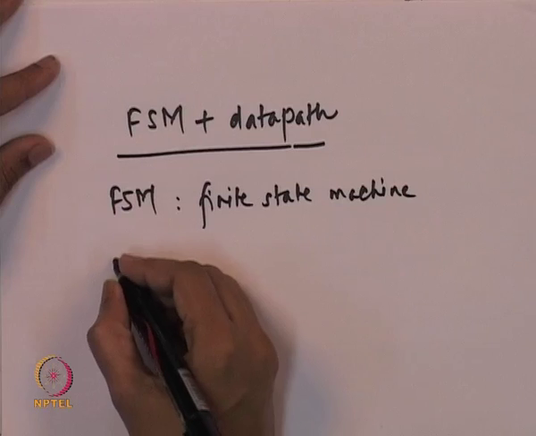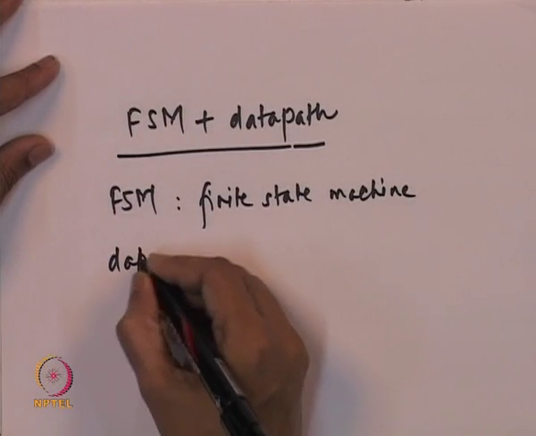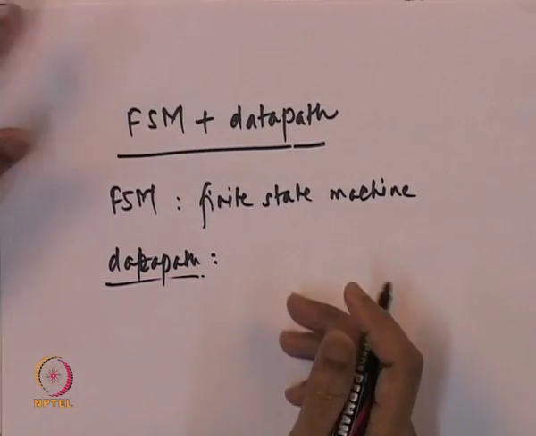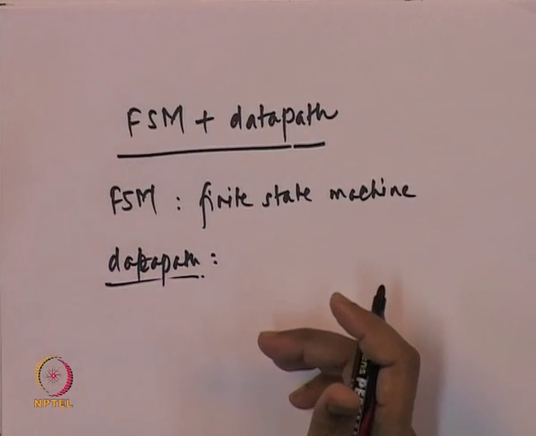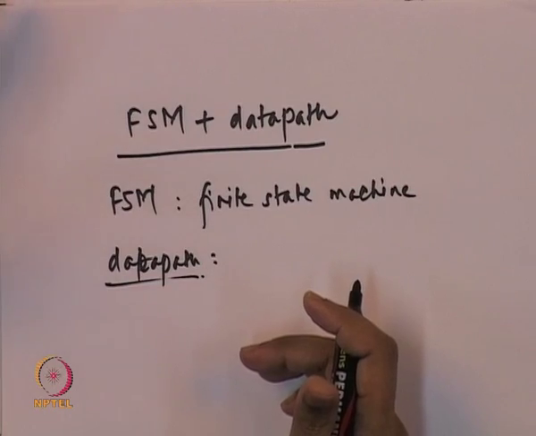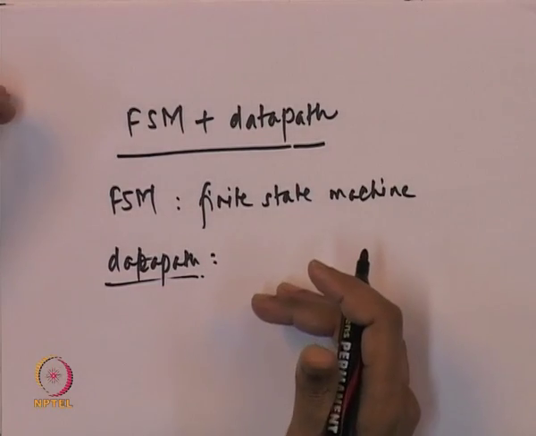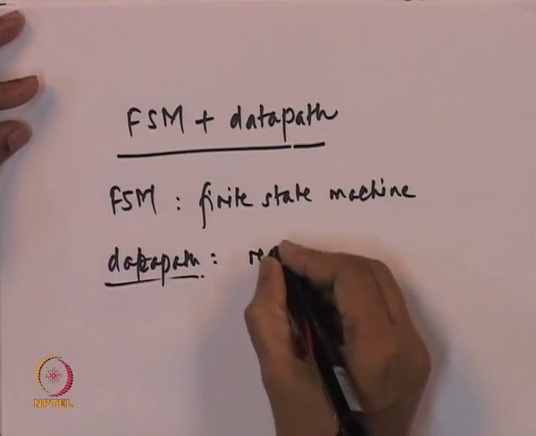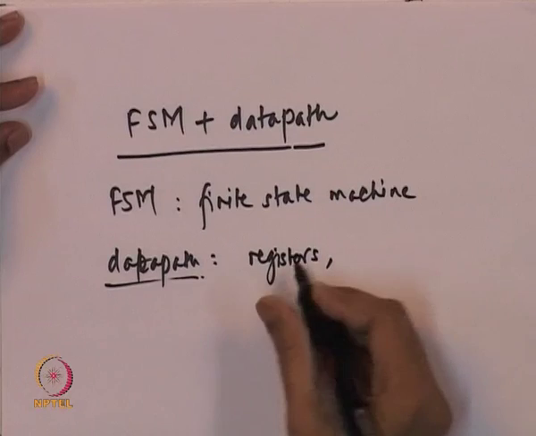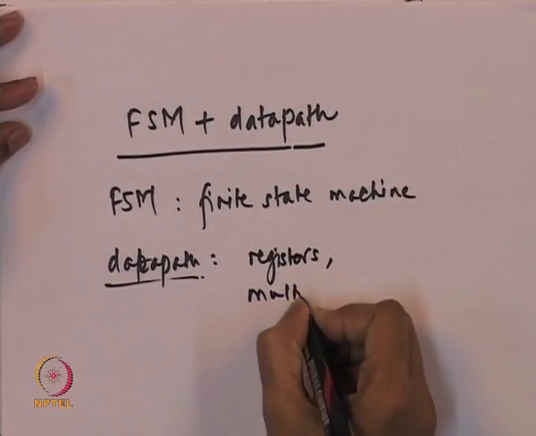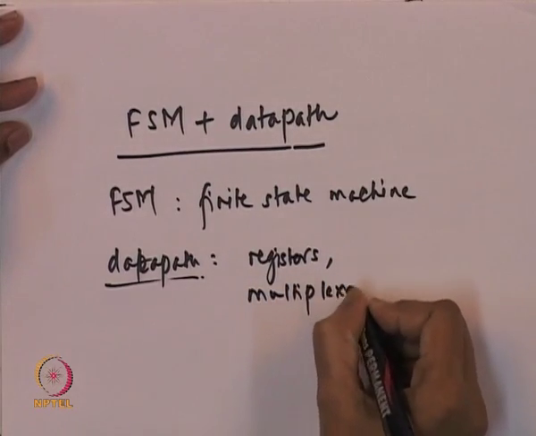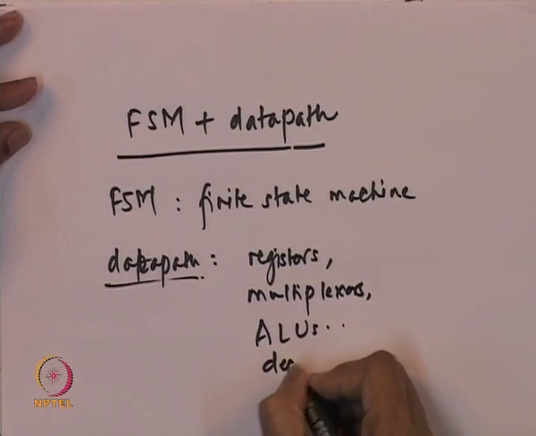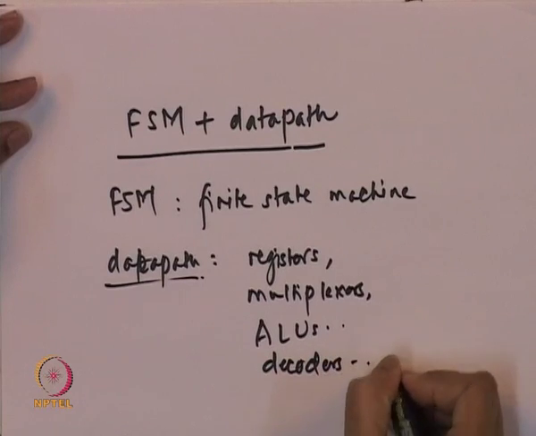And data path is a collection of components which can store data, which can move data, route the data, which can operate on the data. So data path will consist of registers, multiplexers, ALUs, decoders, and so on and so forth.